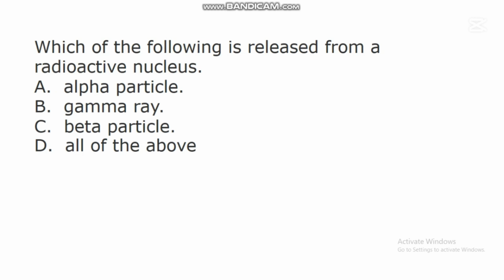The next question says, which of the following is released from a radioactive nucleus? A. Alpha particle. B. Gamma ray. C. Beta particle. D. All of the above. In this question, the correct answer is D. All of the above.